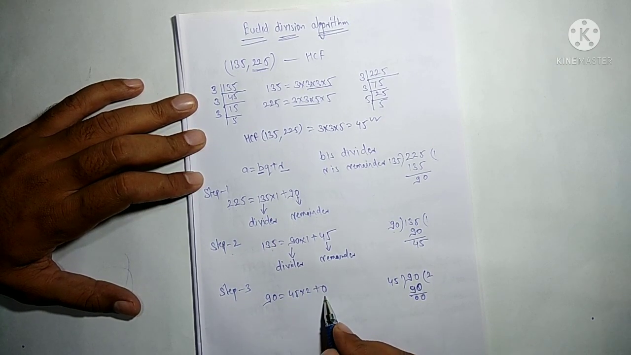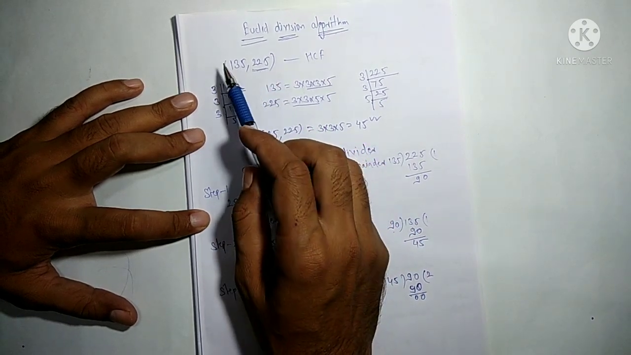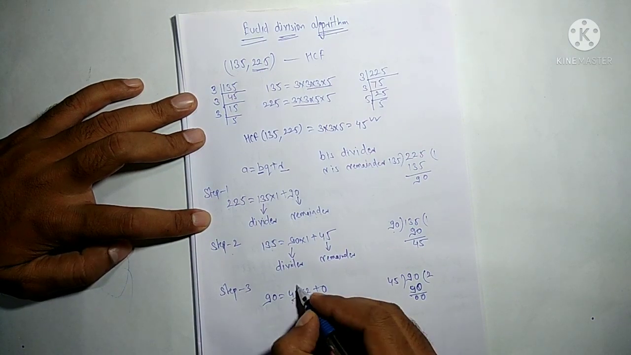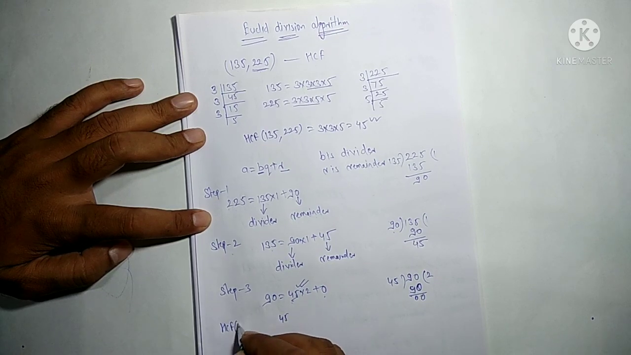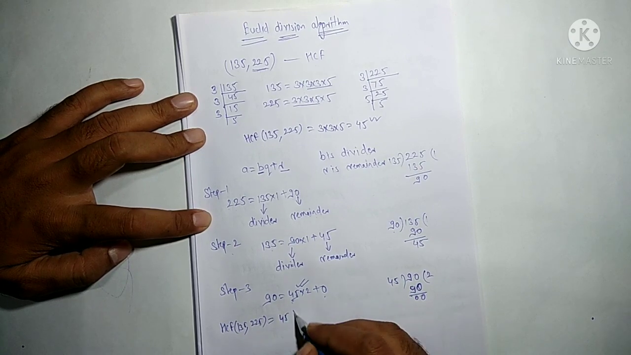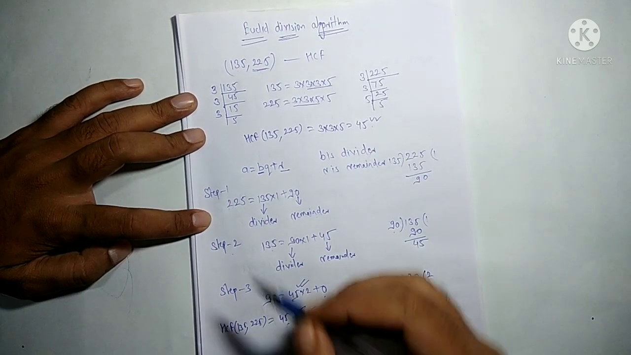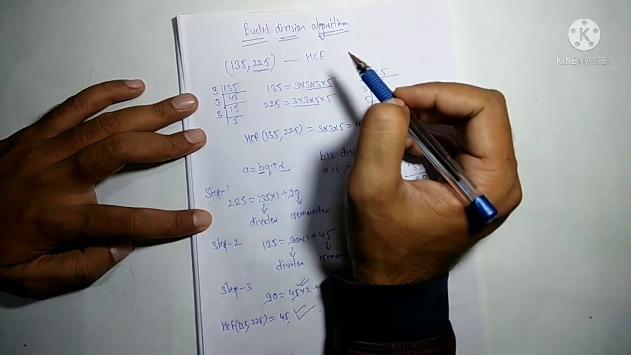Notice that the remainder has become 0 and we cannot proceed any further. We can say the HCF of 225 and 135 is the divisor of the last stage. What is the divisor of the last stage? 45. That is the HCF of 135 and 225. In both methods, you find the same value. So, through the Euclid division algorithm, you can find the HCF of any values.